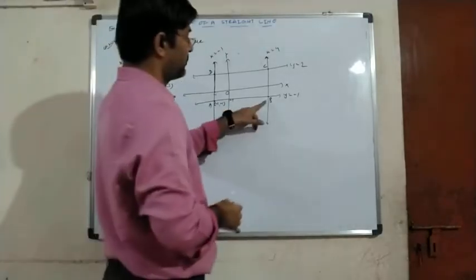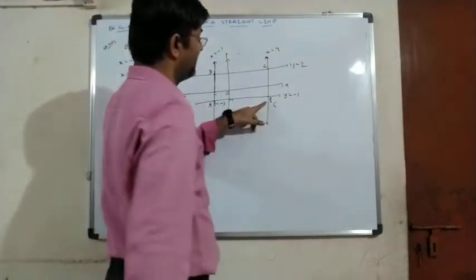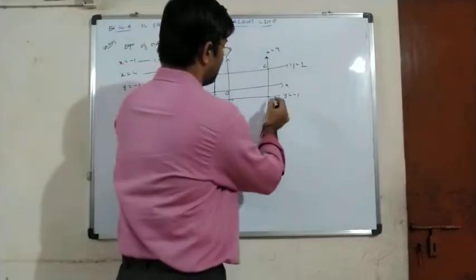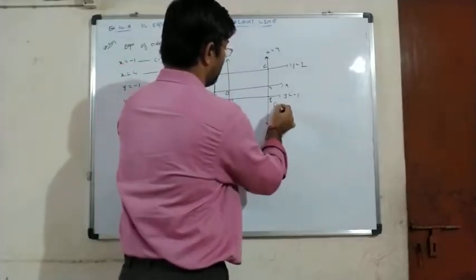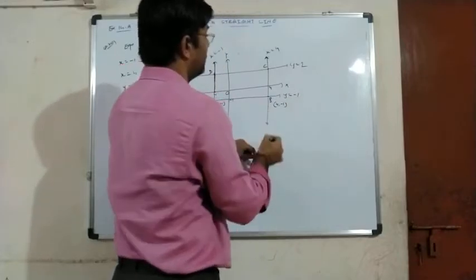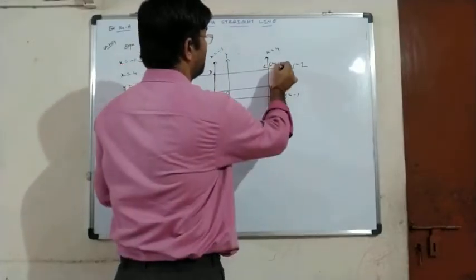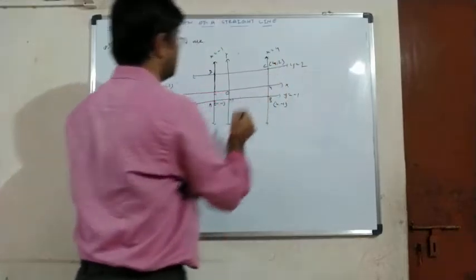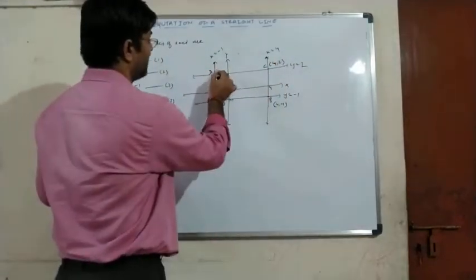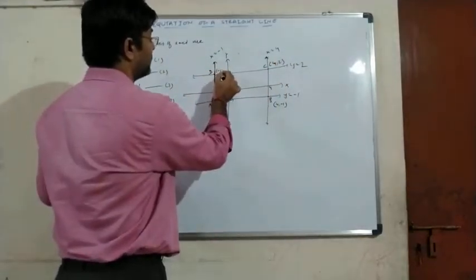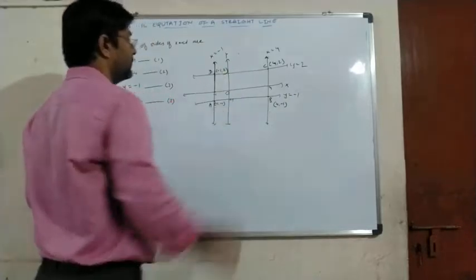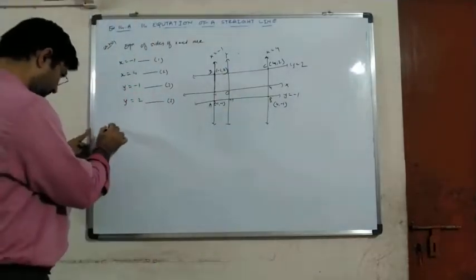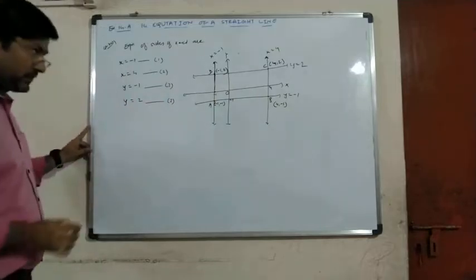Similarly, coordinates of point B will be, here x coordinate is 4 and y coordinate is -1. So 4 comma -1. Coordinates of C will be 4 comma 2, and similarly coordinates of D will be x is -1, y is 2. So we got the coordinates. Yes or no? So let us write down the solution now, plotting the four lines on the graph.